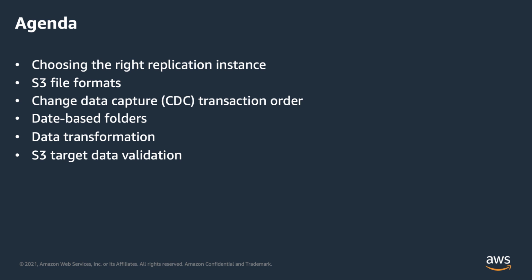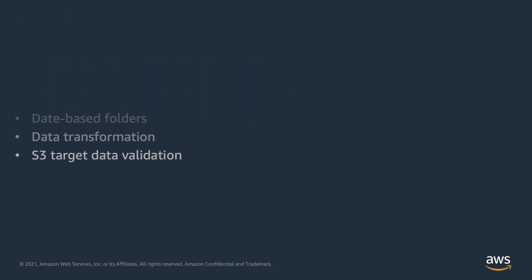The final agenda item is S3 target data validations. How can we validate the data in the data lake against the source to make sure that they are consistent? At the time of this video, DMS data validation does not support S3 as a target. We are going to share a typical approach on how to validate data between sources and S3 target.